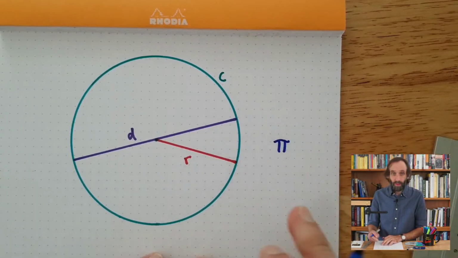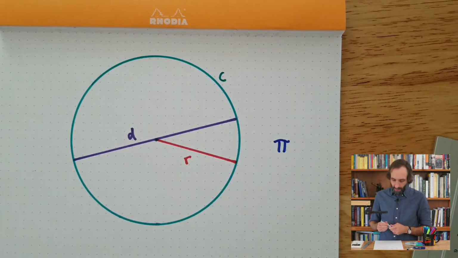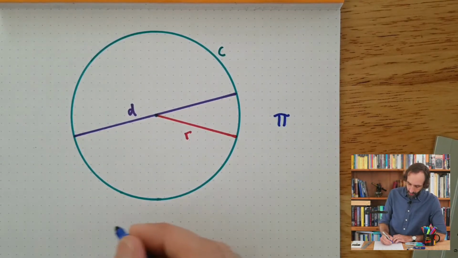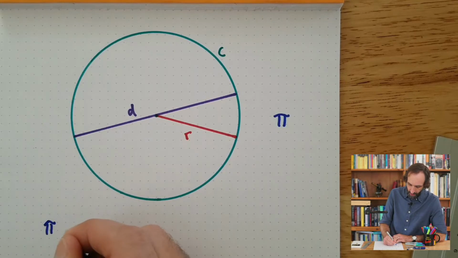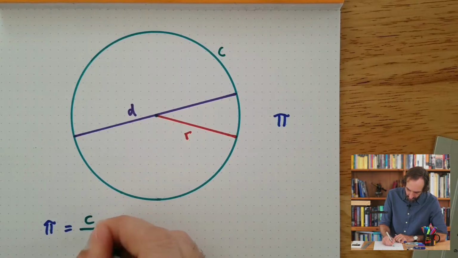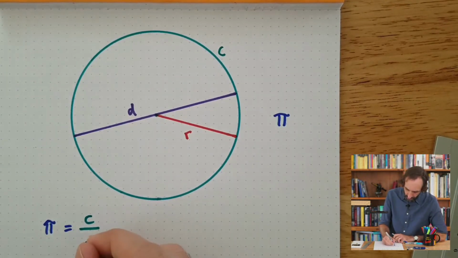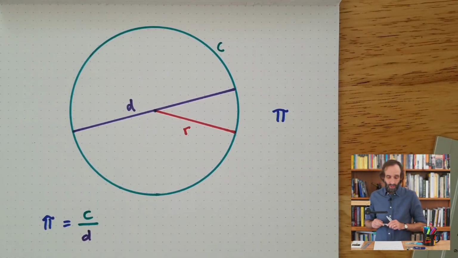So, you may be familiar with this little symbol pi. You probably are. And we make this definition saying that, okay, we'll go ahead and define this following ratio. So we have pi is equal to the circumference divided by the diameter.